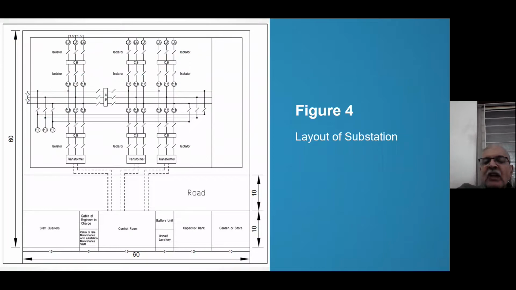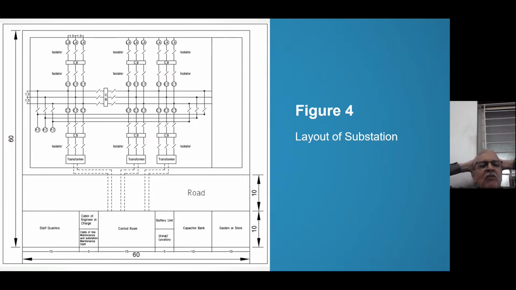So after having this, what will be the layout? Now I am doing a three-line diagram. That is, I am seeing from the helicopter, from the top. It is the plan. This will be the plan. So you see, I have shown three phases. So three incomers I have shown. Third, that is the plan, that is also shown.